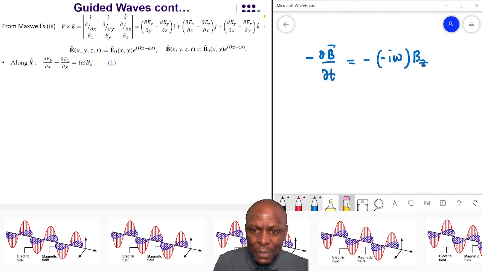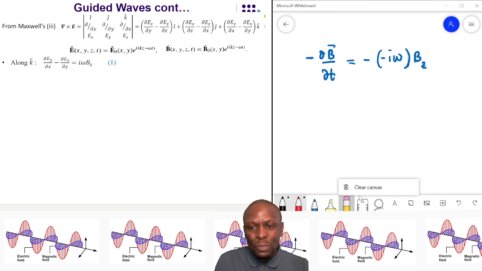So what I'm trying to stress here is that if you take this, you are just going to have this, and then the magnetic field, the B field, in the Z direction. So that's what you are going to have.